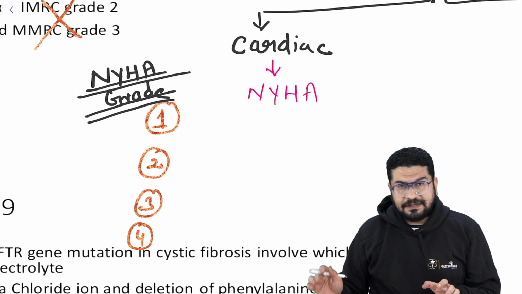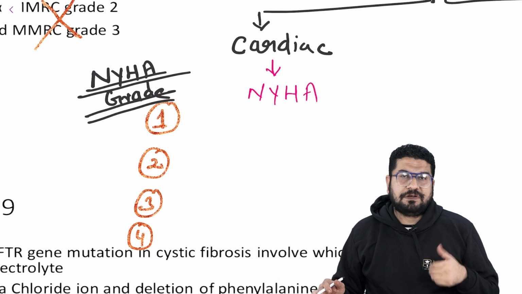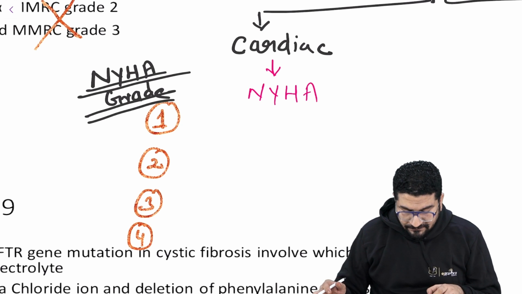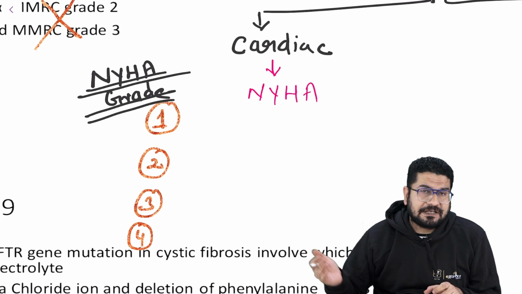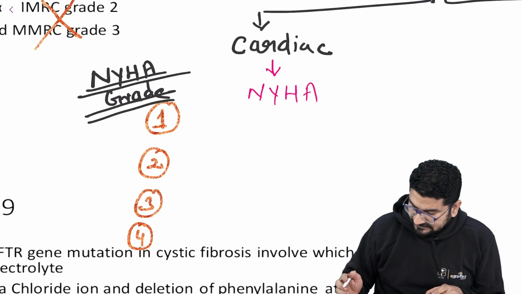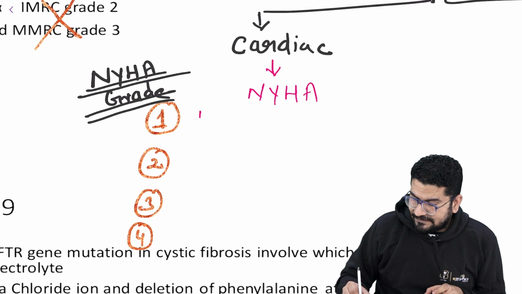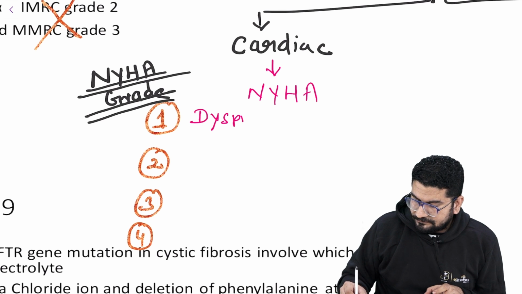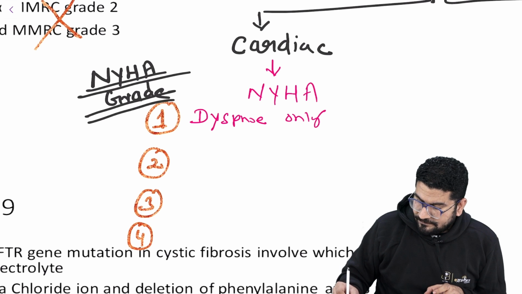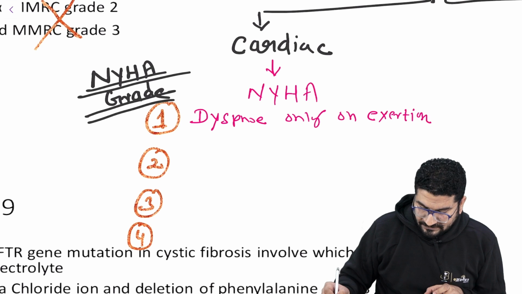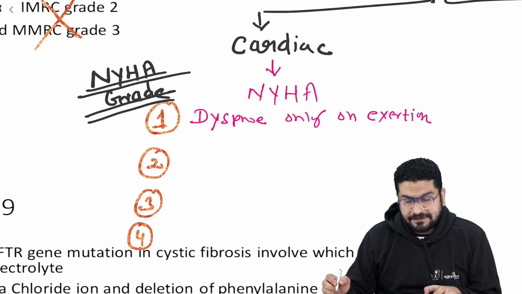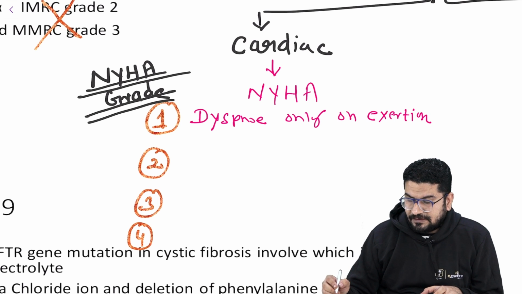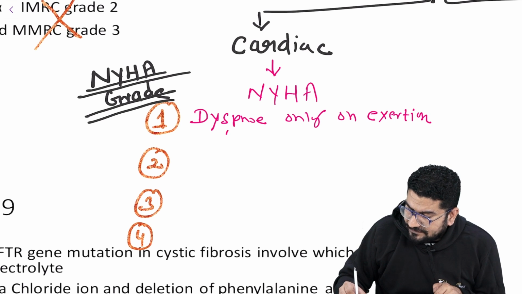As you all know, when we go from 1 to 4, dyspnea will increase. In grade 1, there is no dyspnea, or only exertional activity will cause dyspnea. So grade 1 is dyspnea only on exertion. This is your grade 1. If I talk about limitation, there is no limitation.